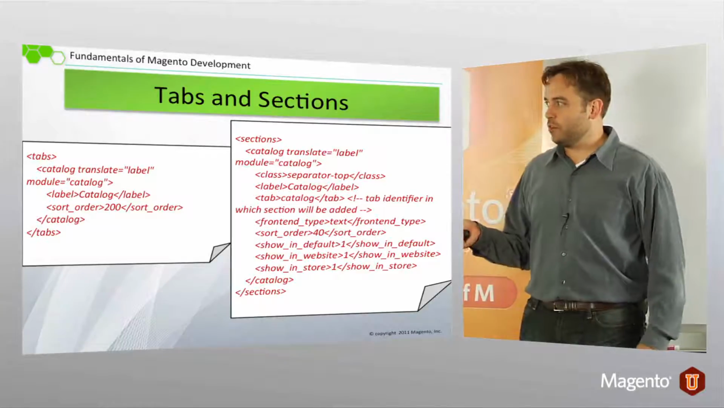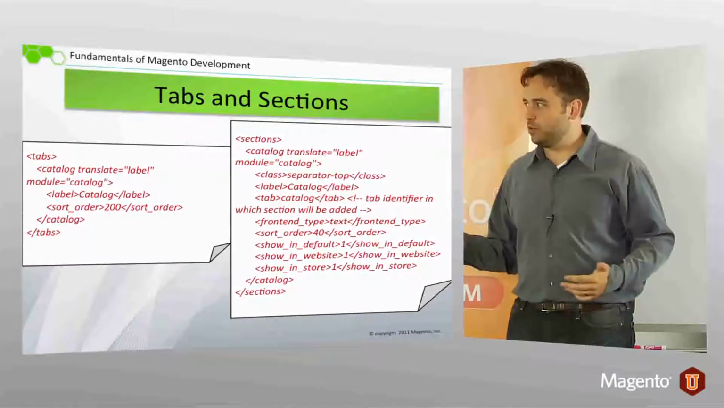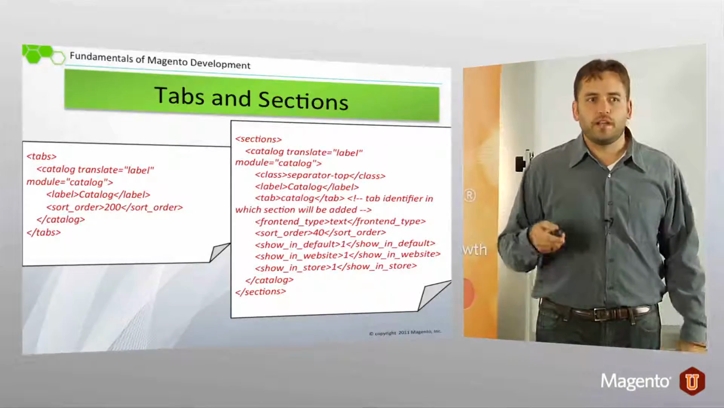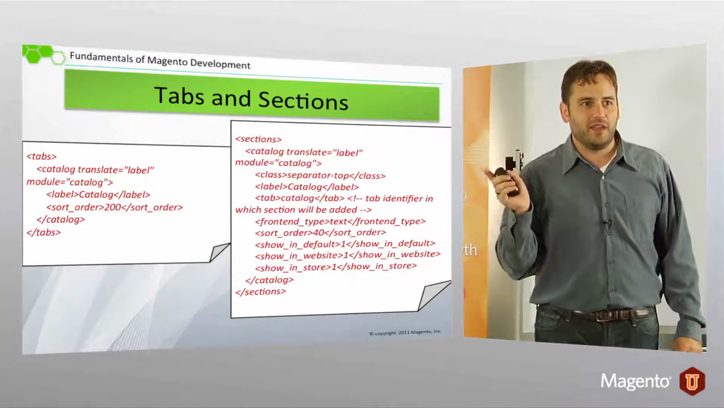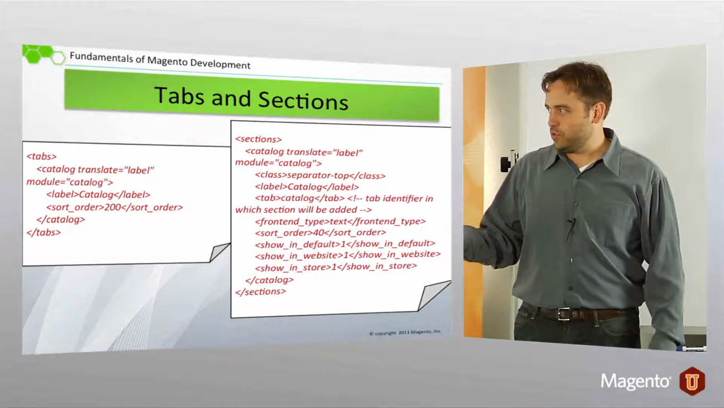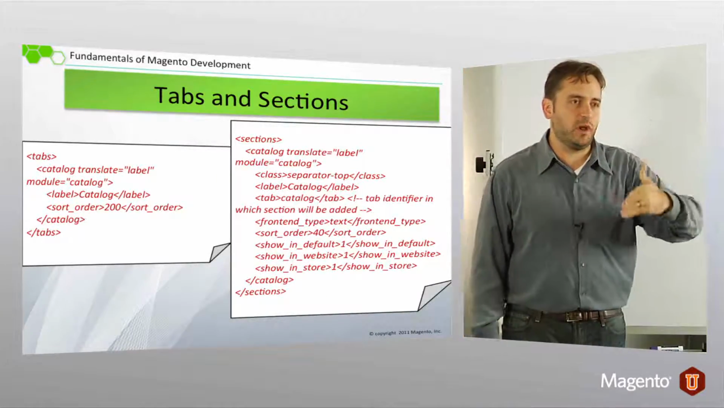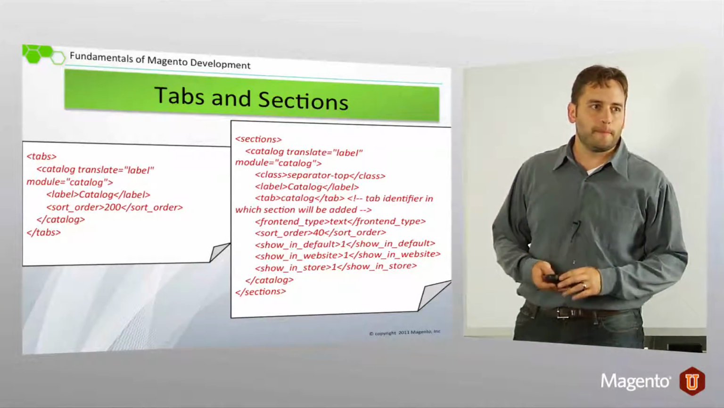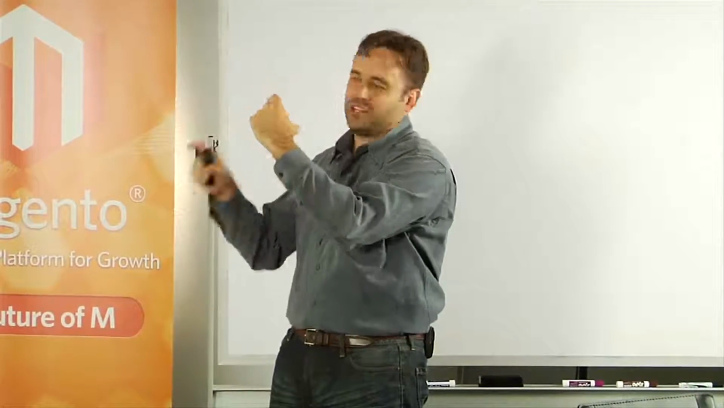So show in default, that would be the global scope. Show in website, and show in store. Your choice. And showing means enabling the functionality. So you'd see, for example, in the admin, when we want to enable path hints, that one is set show in default false. So that's why we have to change to a website or a store scope in order to show those. Okay, so the big thing to remember is tabs and sections are next to each other. Sections aren't inside tabs.